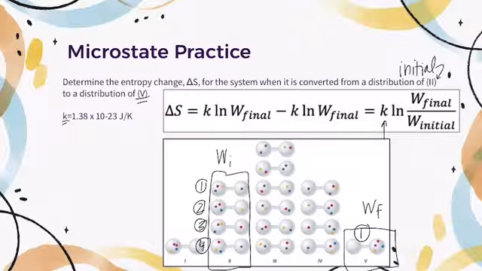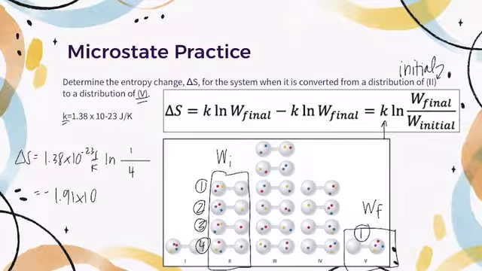So plugging all of this in, I have delta S is equal to my K, or my 1.38 times 10 to the negative 23rd joules per Kelvin, times my ln of my WF, which is 1, over my WI, which is 4, because those are my numbers of microstates at those particular distributions. And then the value that I get when I plug all of this in is negative 1.91 times 10 to the negative 23rd joules per Kelvin for my change in entropy.